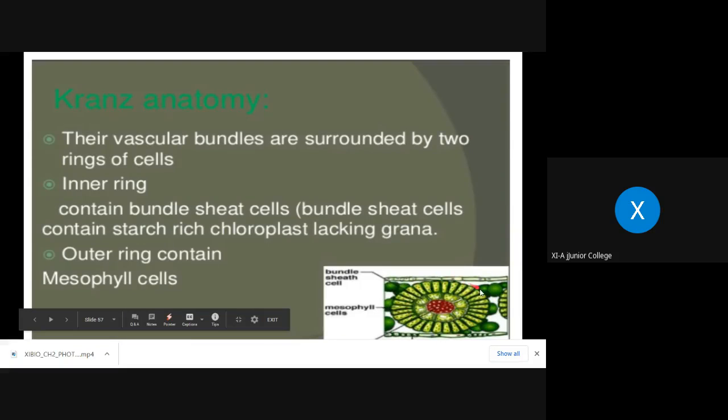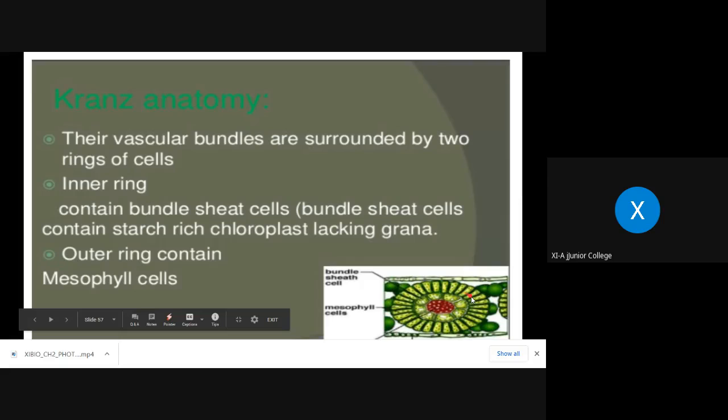So the meaning of Kranz is what? Wreath. You know what a wreath is? That is a ring. You know, in military processions and some functions, you must have observed these. So wreath means ring, Kranz means wreath. A wreath is what? A ring of flowers, you must have observed. So that's why the name is Kranz, that is wreath, that is the ring.